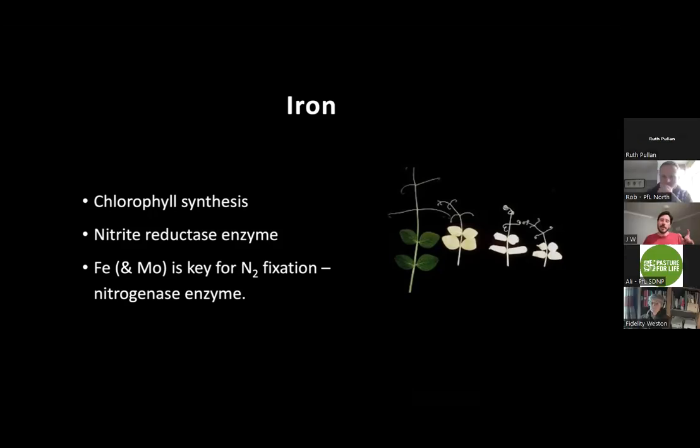Particularly, it's involved in a particular enzyme called nitrite reductase, which helps to facilitate the utilization of nitrates, which then get converted into nitrite. And then it's this nitrite reductase enzyme that nudges that nitrite along the metabolic pathway onwards to ammonium. So iron is very important for nitrogen utilization.